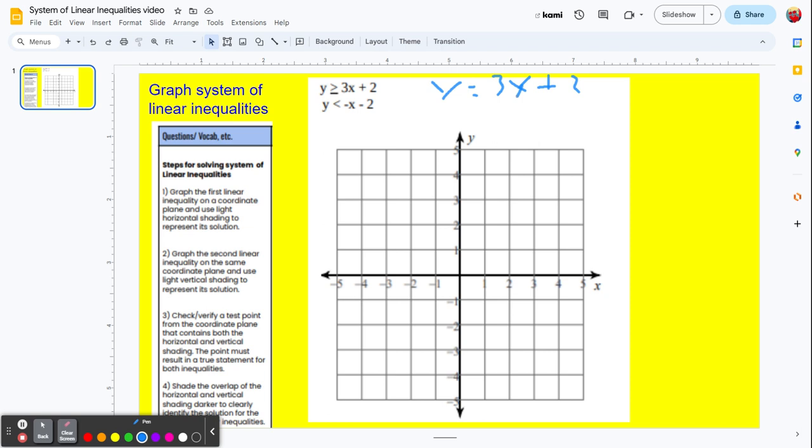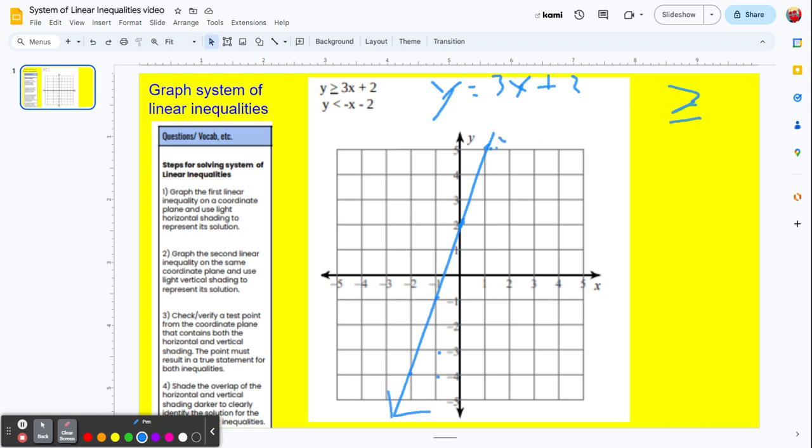And remember, when we graph this line, since it's a greater than or equal to problem, we're going to use a solid line for this one. This is in slope-intercept form, so we go to 0, 2. The slope is 3, so we go up 1, 2, 3, right 1. Or from the y-intercept, we can go down 1, 2, 3, left 1. And then I can draw my solid line.